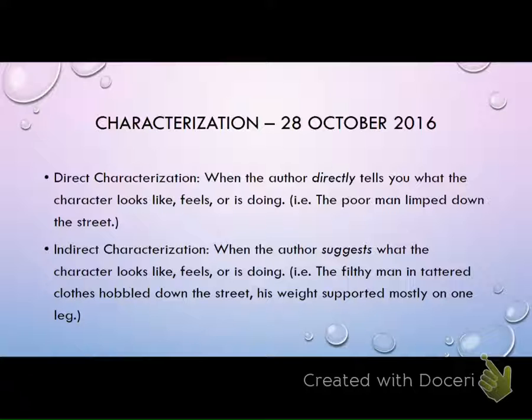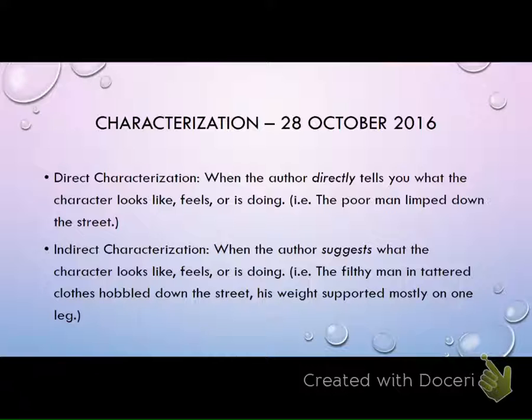There are 2 different types. There's direct characterization, which is when the author directly tells you what the character looks like, feels, or is doing. For example, the poor man limped down the street. I am directly telling you that the man is poor and he's limping.